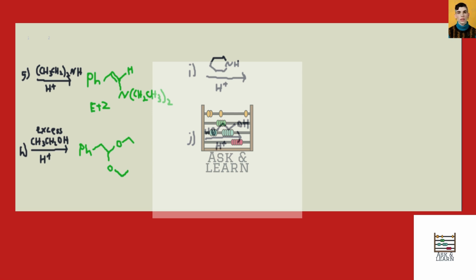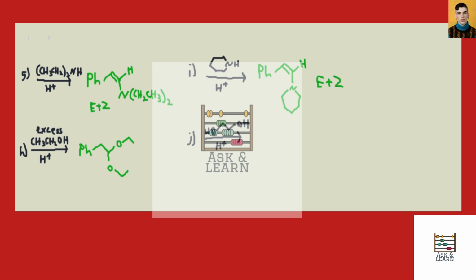For I, this is going to be another enamine that we form. You might not realize it upon first look, but that is a secondary amine that we're using. And so there's really no difference between I and G other than the alkyl groups that are on the nitrogen. And so our products are going to look very much the same. And once again, we'll get E and Z isomers here.